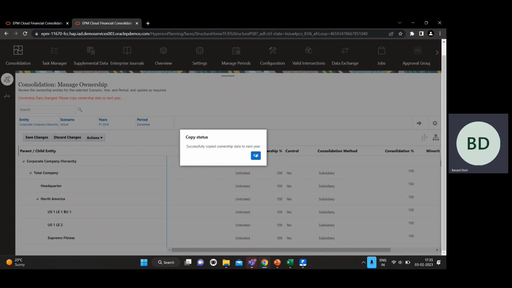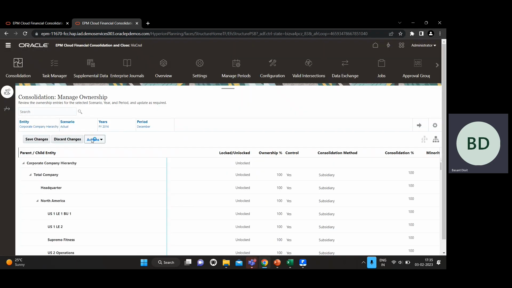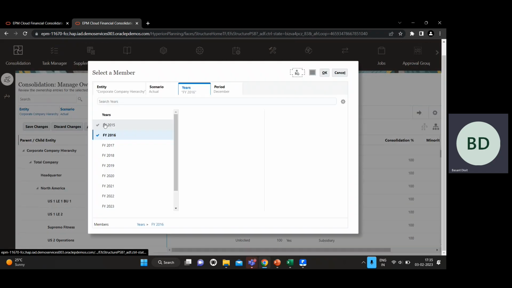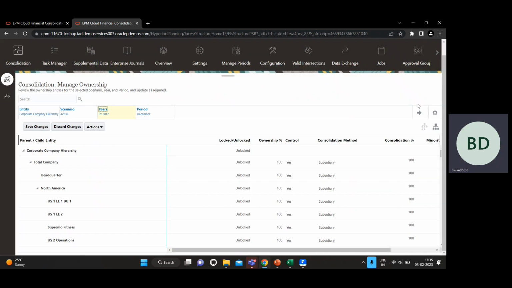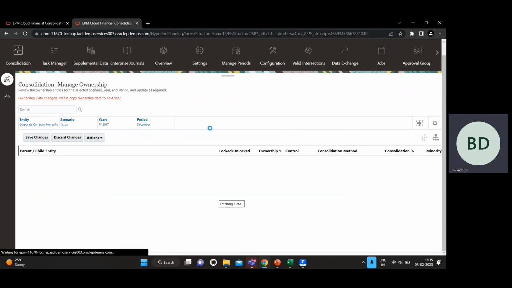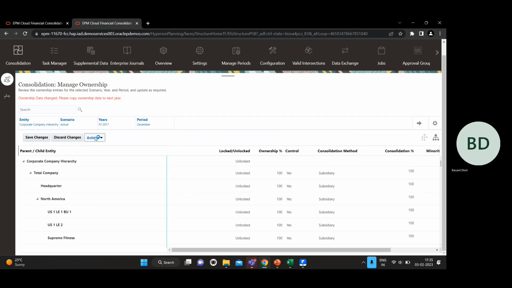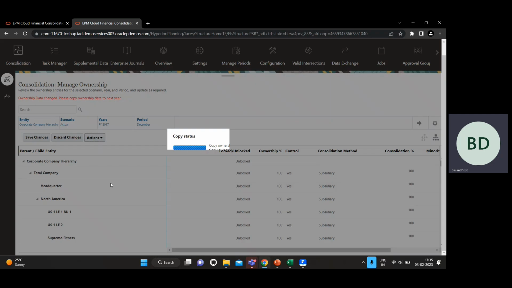As we are recomputing the ownership and copying the ownership structure, we might have to give the ownership structure again to our entities, but no problem. Nevertheless, we can change that very quickly. Now we are sending the data to the financial area team.